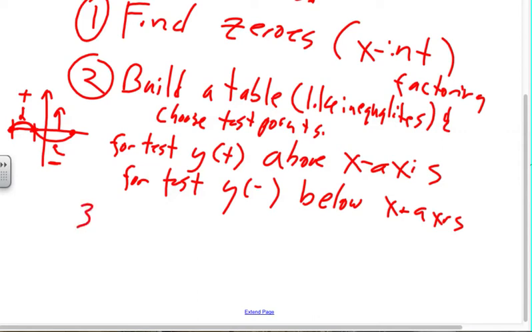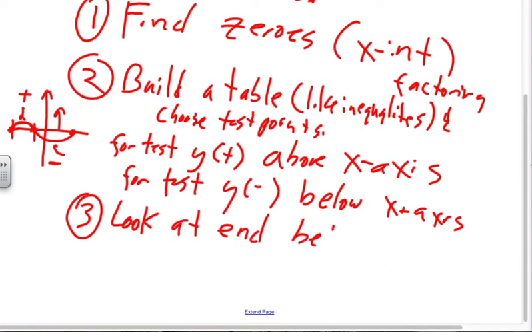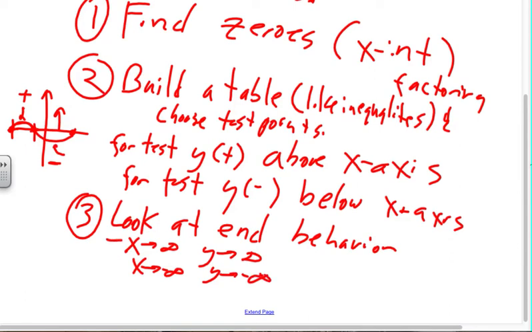So the third thing you're going to have to do is look at end behavior. And what that is, if I know, for instance, on this one, as x goes to infinity, y goes to infinity, and as x goes to negative infinity, y goes to negative infinity. So I can come over here, and I can use this one here, and I say, okay, as x goes to infinity, my y is going to get a big positive. It's going to look like that. It's just going to go up and up forever.